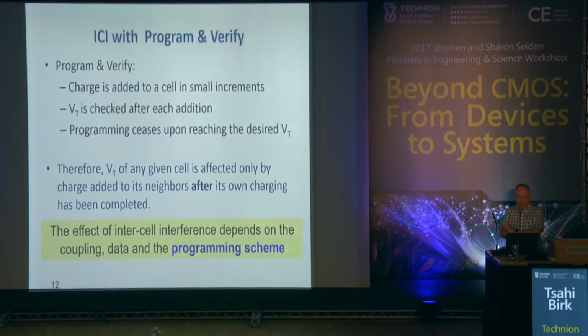What this means is that the threshold voltage of any given cell, when we finished programming it, was perfect to within the accuracy of the programming. Because what we see takes into account the effect of the neighboring cells at that time. However, if we later add charge to the neighboring cells, this changes the threshold voltage. So the threshold voltage of any given cell is affected only by charge that is added to its neighbors after its own charging has been completed. And therefore, this depends on the programming order, programming scheme as well.